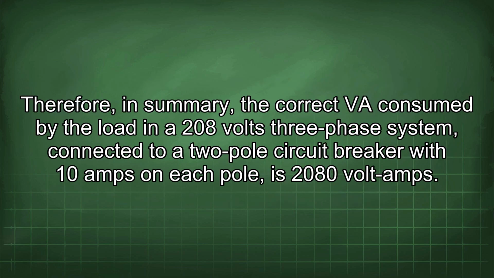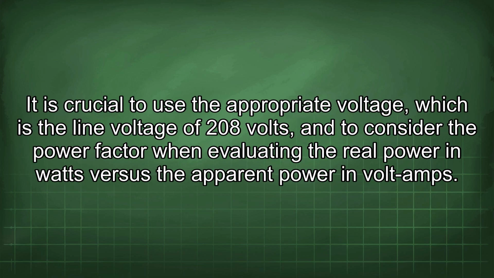Therefore, in summary, the correct VA consumed by the load in a 208 volts three-phase system connected to a two-pole circuit breaker with 10 amps on each pole is 2080 volt-amps. It is crucial to use the appropriate voltage, which is the line voltage of 208 volts, and to consider the power factor when evaluating the real power in watts versus the apparent power in volt-amps.